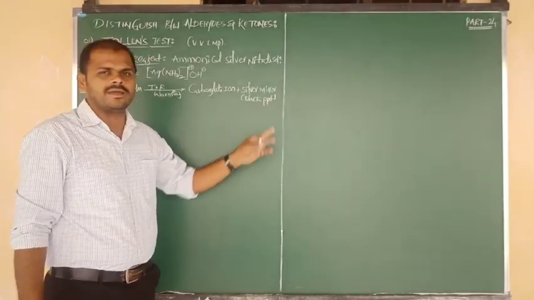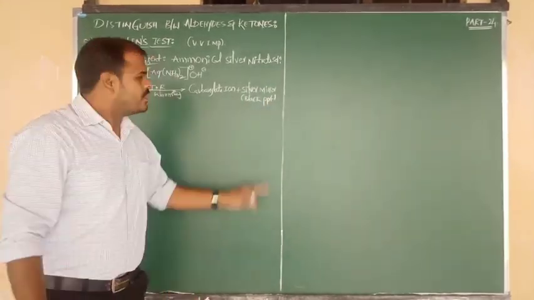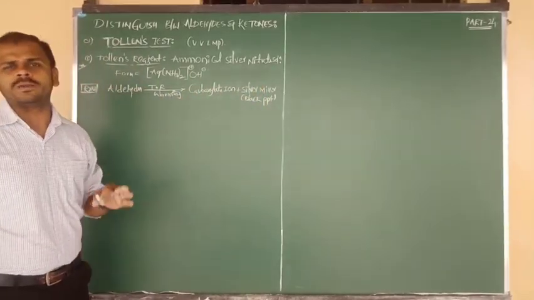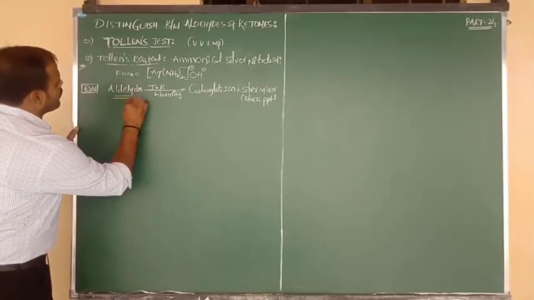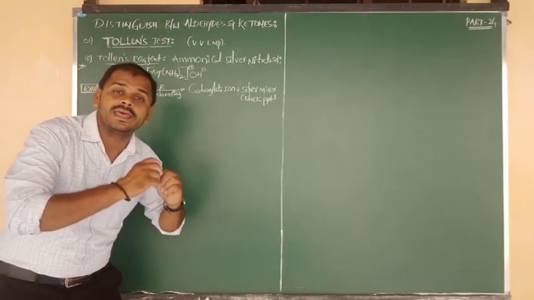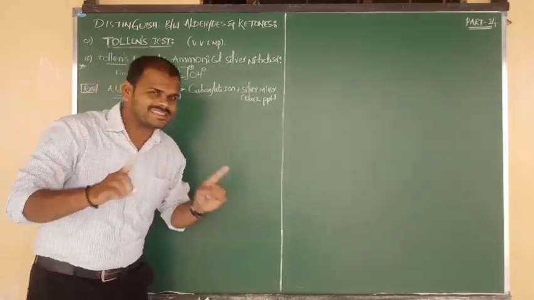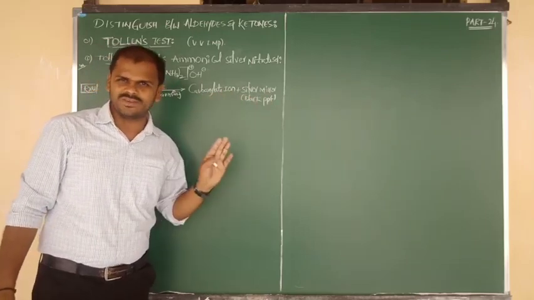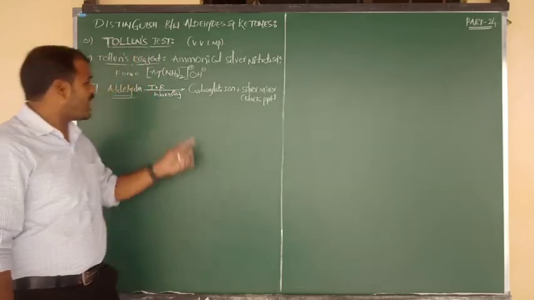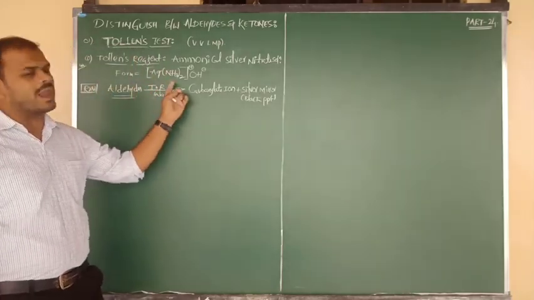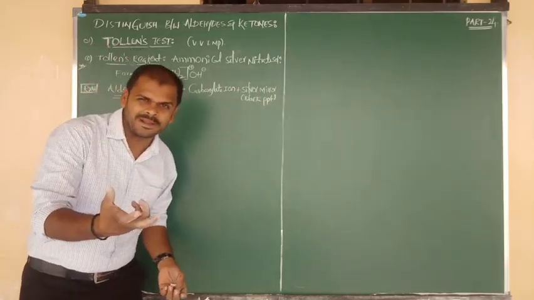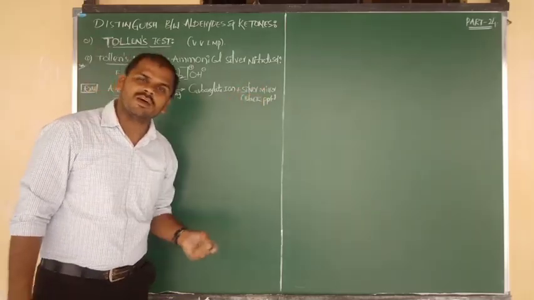Simply, we can say that you get a black precipitate. So by the formation of a black precipitate on reaction with Tollens reagent, we can definitely confirm that the given carbonyl compound is an aldehyde, because ketones on warming with Tollens reagent do not give the silver mirror or the black precipitate. Basics, okay? Whether aliphatic aldehyde or aromatic aldehyde, all types of aldehydes on heating with Tollens reagent immediately form a black precipitate. Such black precipitate is called silver mirror.